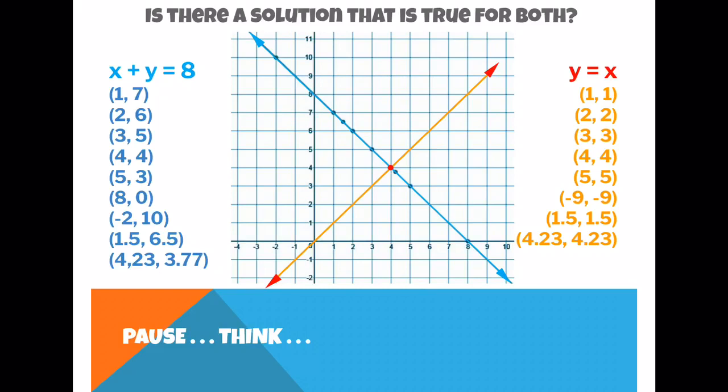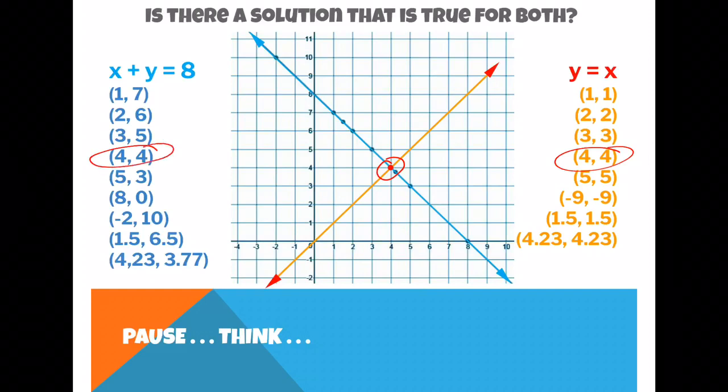And remember, if an ordered pair is a solution to an equation or to the line, it will be a point on the line. So we're looking for a point that exists on both the orange line and the blue line. Can you find it? Right. It's this point right here. That's the point (4, 4).